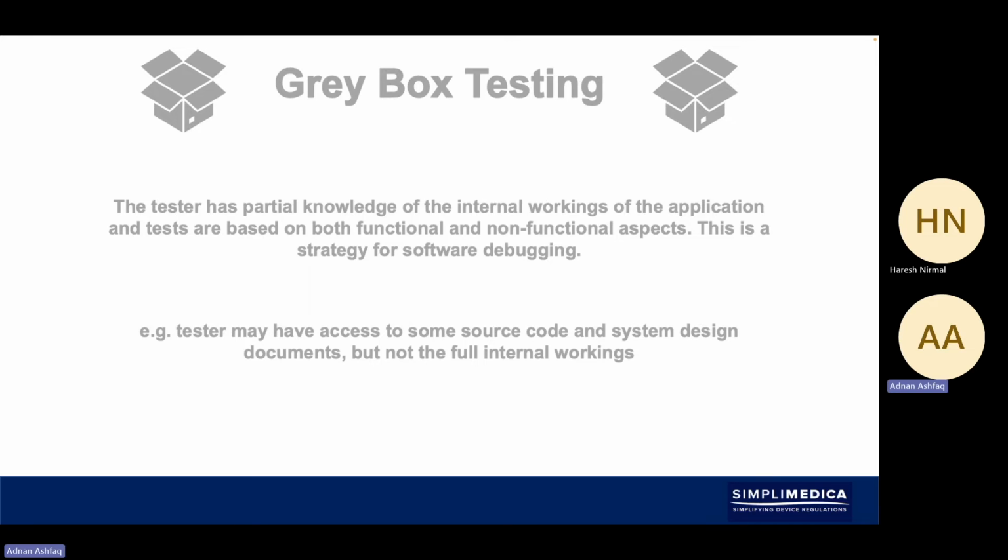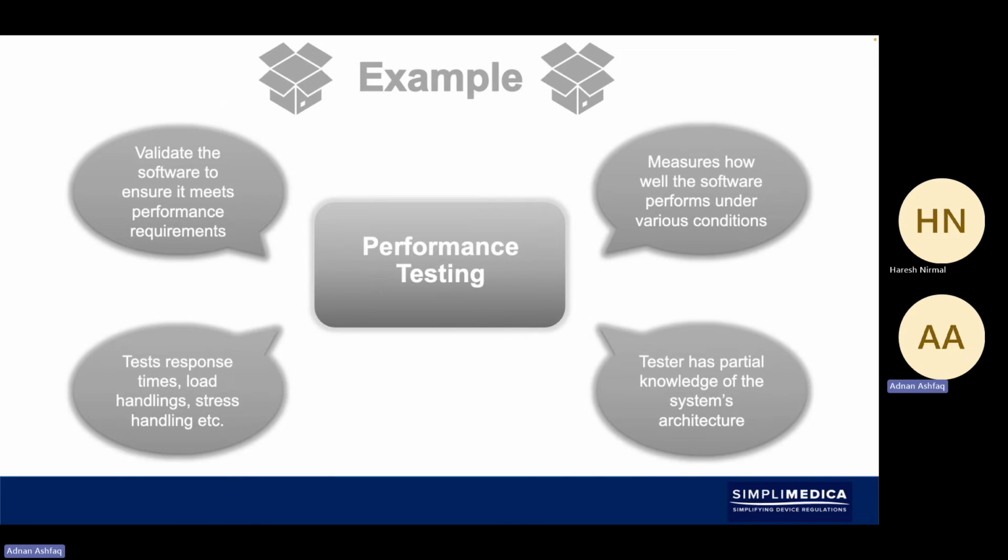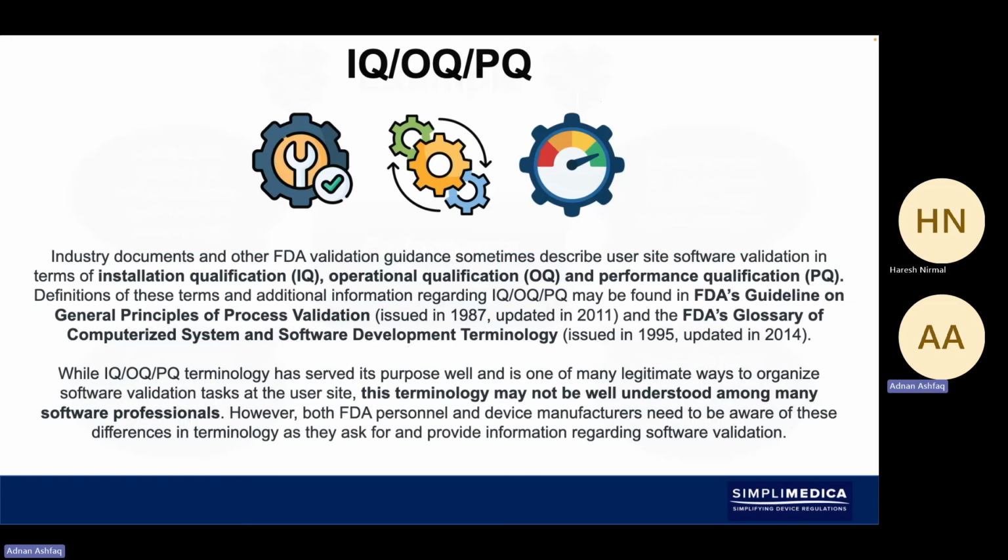Moving on to the third category, gray box testing, that's when you have partial knowledge of the internal workings. Testers may have access to some source code and system design documents, but not the full internal workings. That's when you would do some performance testing. You would validate that the software meets performance requirements and measure how well it performs under various conditions, such as test response times, load handling, and stress handling.